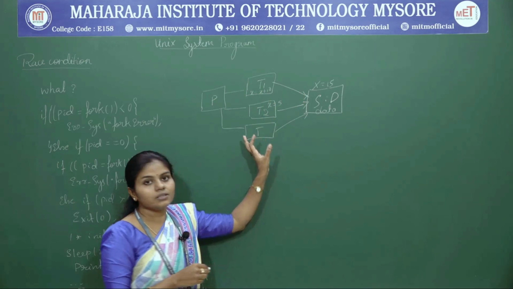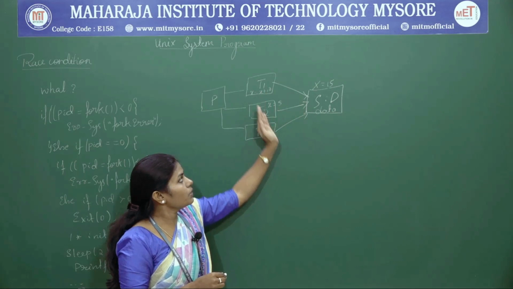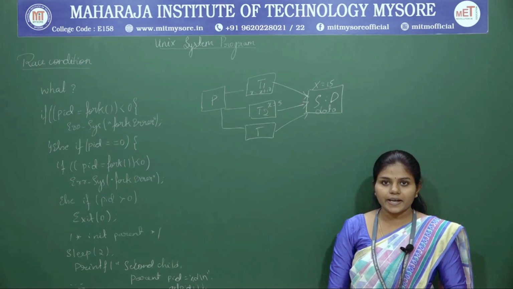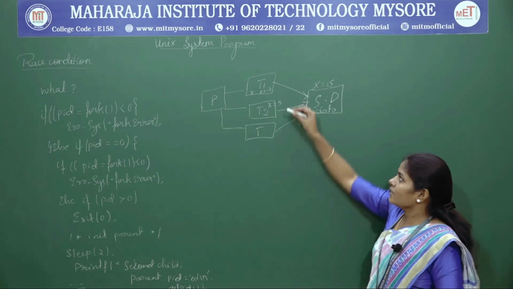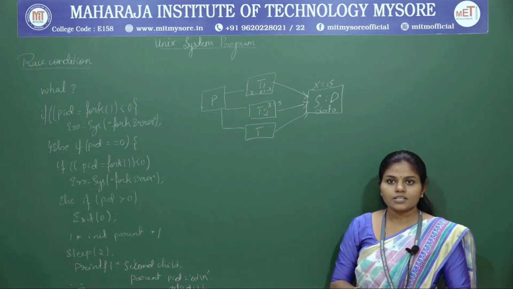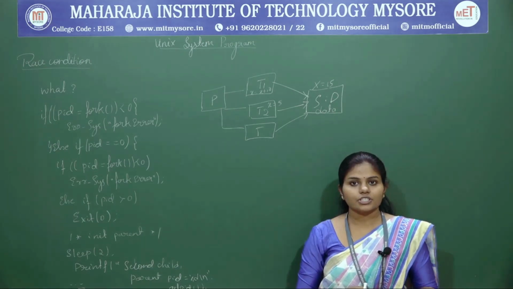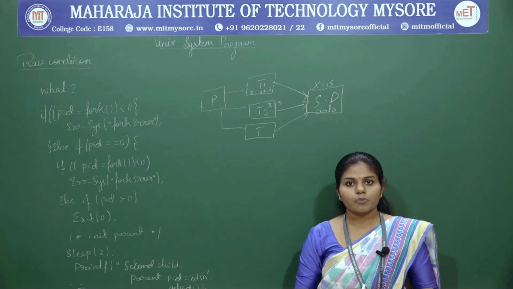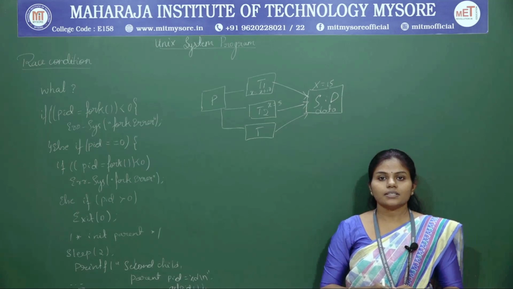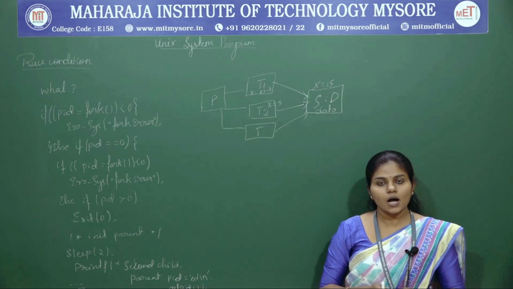So when multiple threads share the data, that is, when multiple threads try to modify the shared data at the same time, the race condition occurs. The race condition is nothing but when multiple processes try to change the shared data at the same time. In that case the race condition occurs, right?